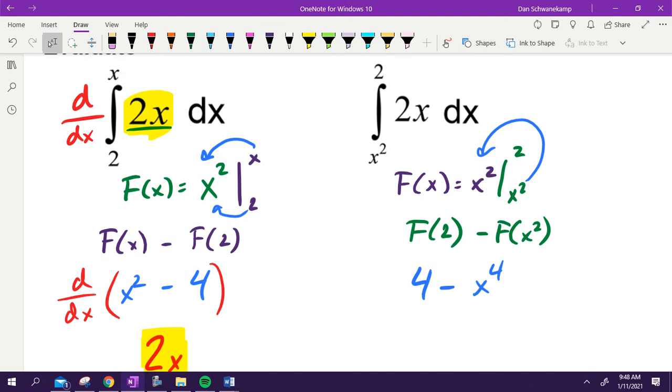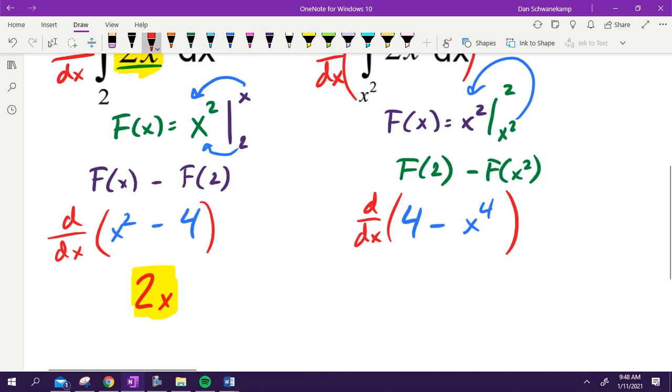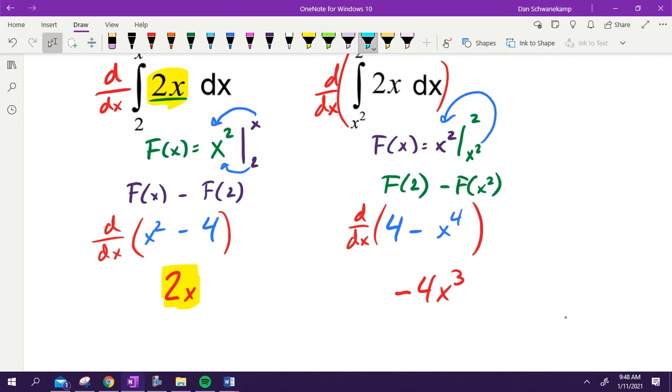Not always true, though, because look at this second one. We take the derivative of this integral. So I'm taking the derivative of this guy. What's the derivative of 4 going to get me? 0. Derivative of negative x to the 4th would be negative 4x cubed. That is not the same thing we started with.